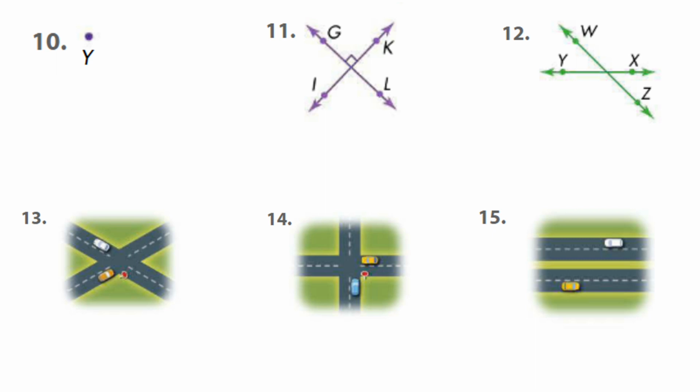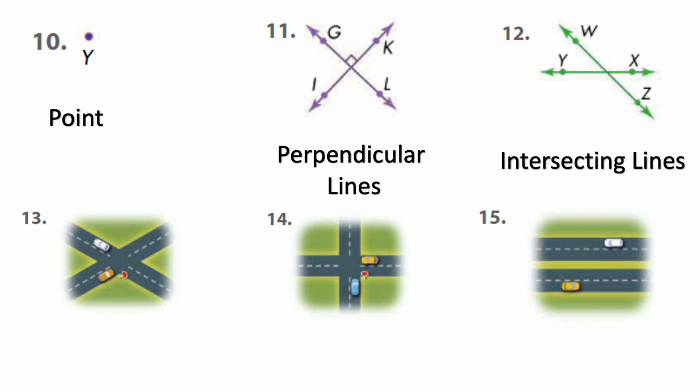Number 10, you have just a point. Its name is Y. It's a point. Line JL and line IK, they intersect each other at a point, and at this point we have a right angle, so we say that the two lines are perpendicular lines. In number 12, you have WZ and YX just intersecting at one point without forming any right angles, so these two lines are said to be intersecting lines.